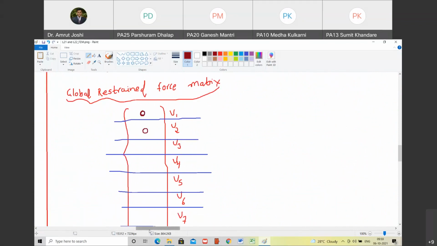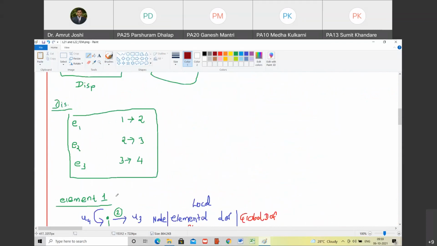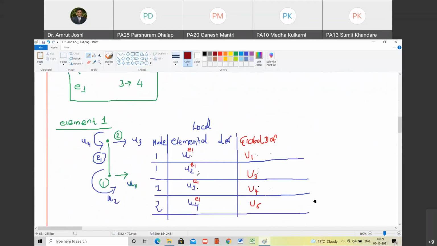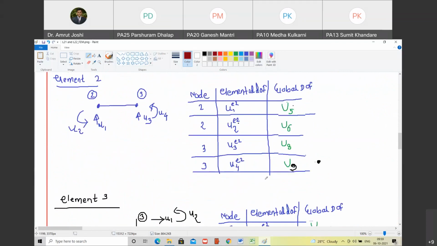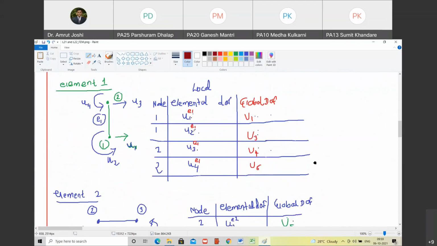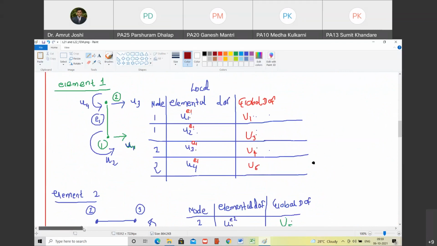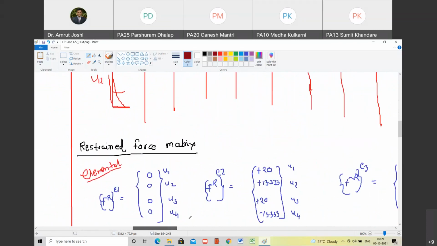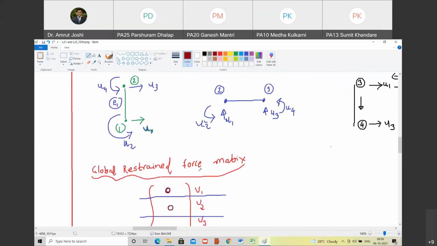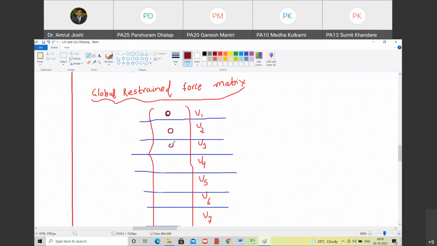Yes, sir. What about U3? U3 is a part of which element? First element. U3 is a part of first element and second, third, no, it is not there. So only first element. Which degree of freedom of first element? Second degree of freedom. Are you with me? Second. So look at FR matrix, second degree of freedom, that is corresponding to U2. What is the element here? 0. So I am going to write it as 0. Happy?